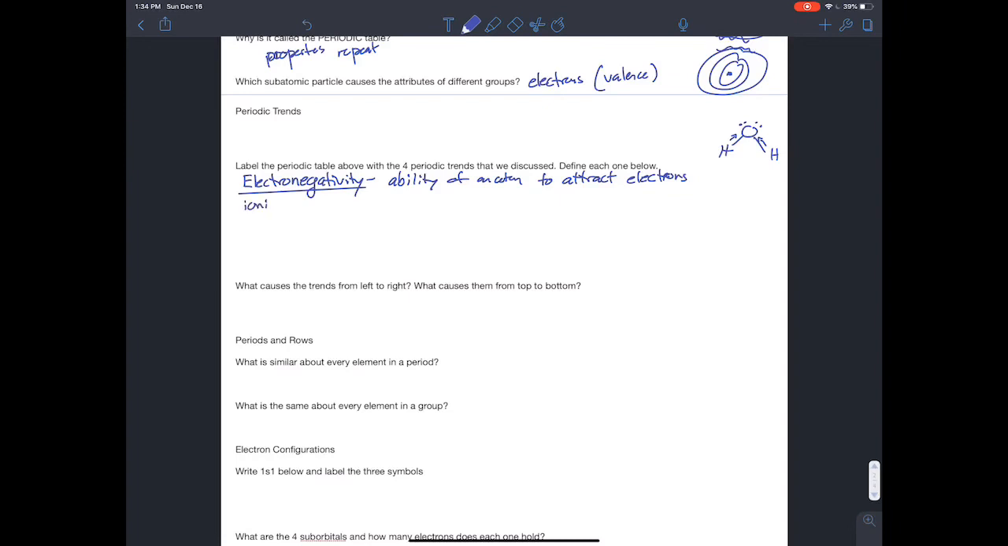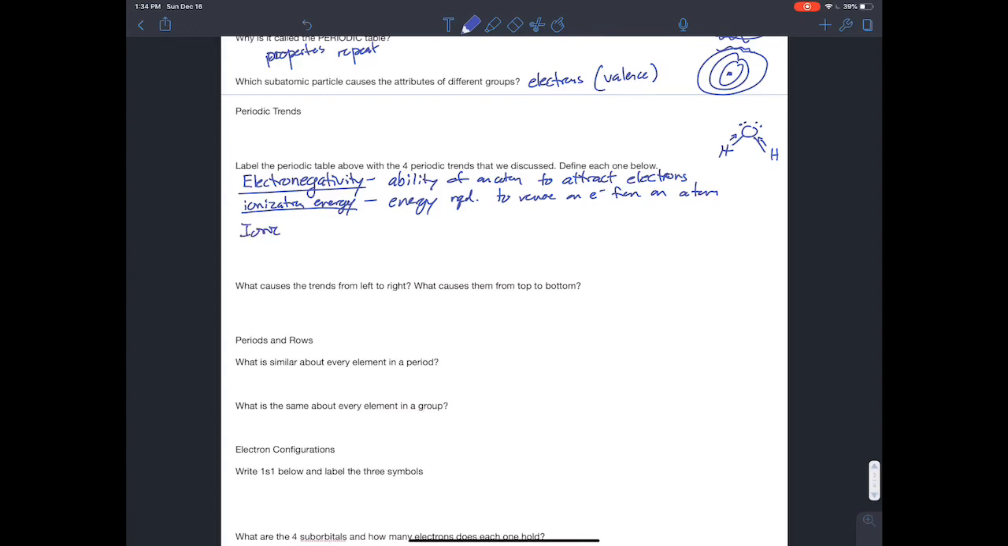Ionization energy. The energy required to remove an electron from an atom. So this is kidnapping kids. This is why we talk about kidnapping kids all the time, because we're talking about ionization energy, how hard it is to take away an electron, to take away a kid.